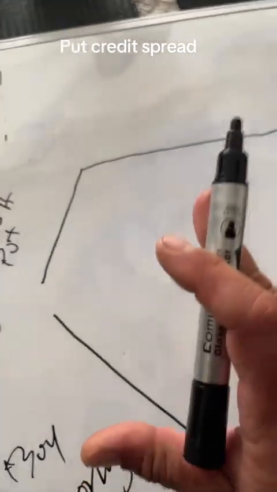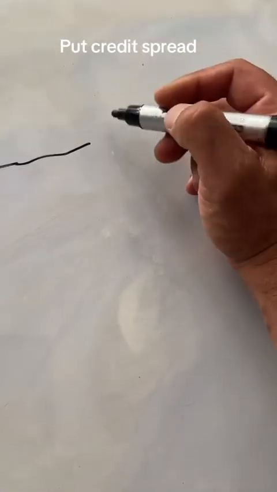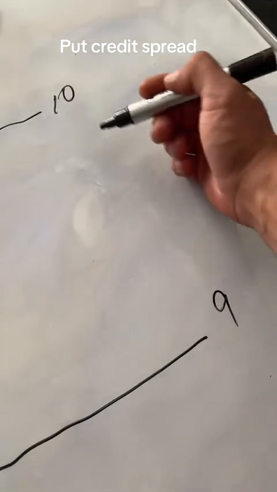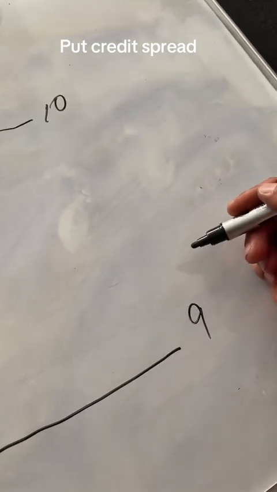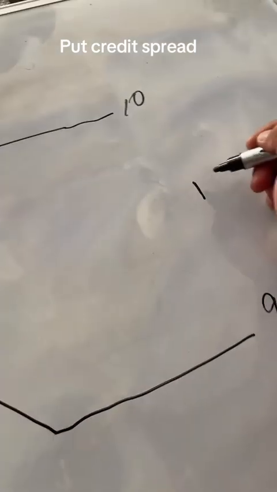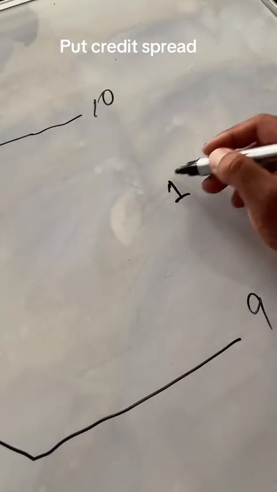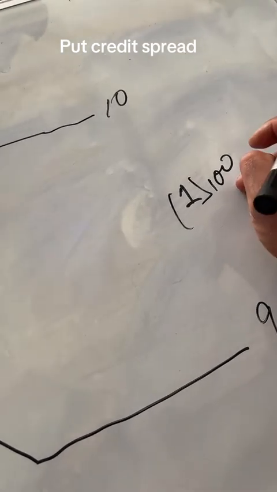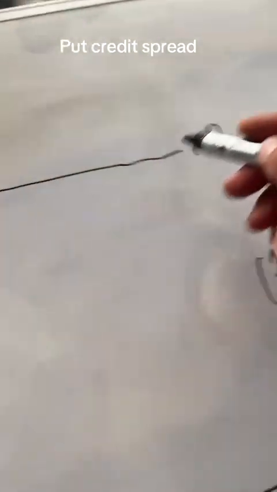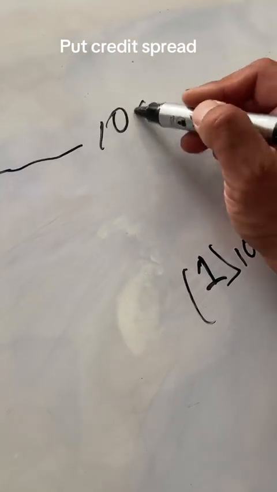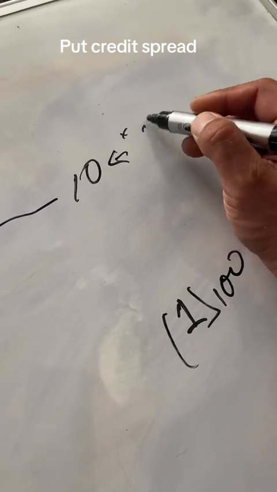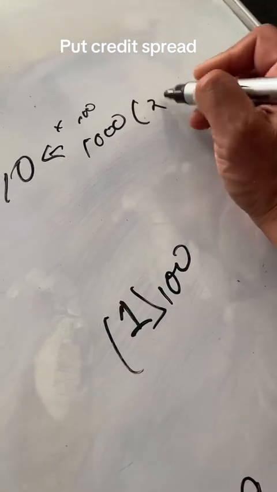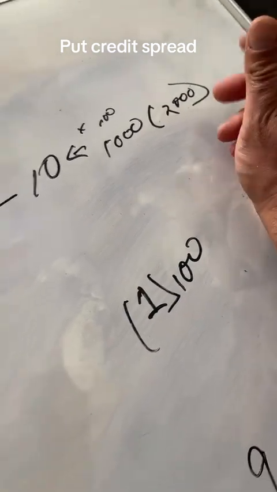All right, we're gonna pick two strikes. Okay, so this strike is going to be 10, and this one's going to be 9. That's our width, right? So our width is 1 or 100. That's what it's going to cost you. Now, if we were just to do a cash secured put, it's going to be this times 100, which is 1,000. And usually in buying power, it's going to cost you 2,000, okay?